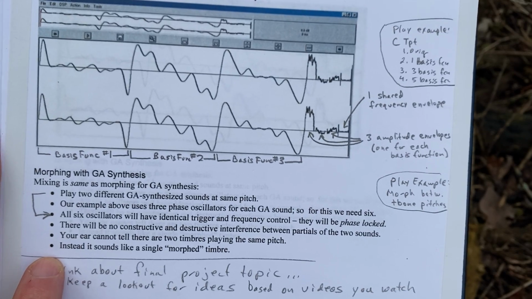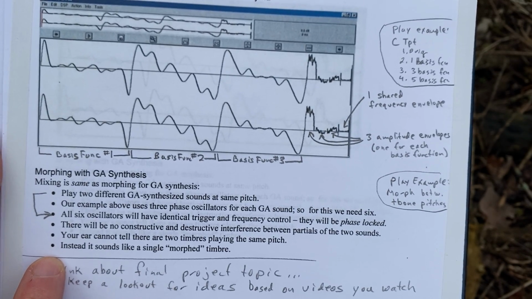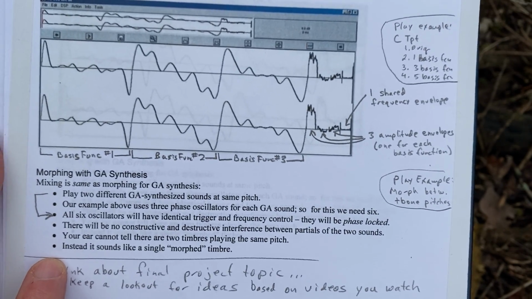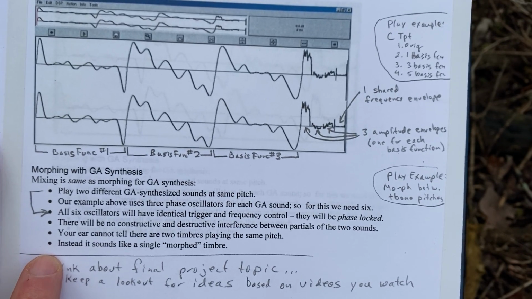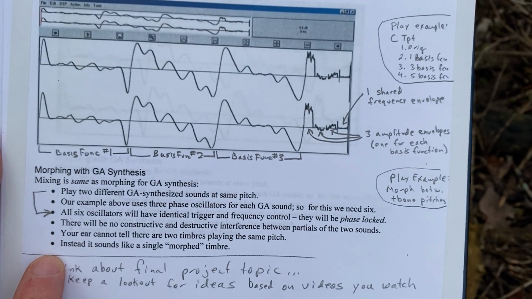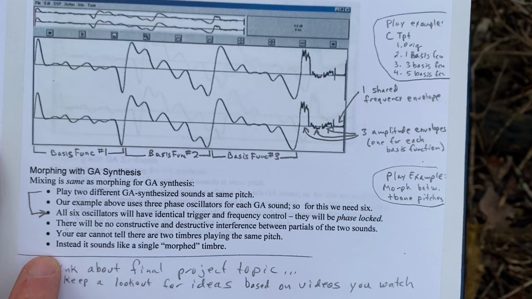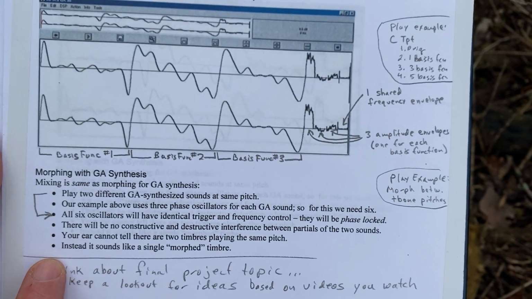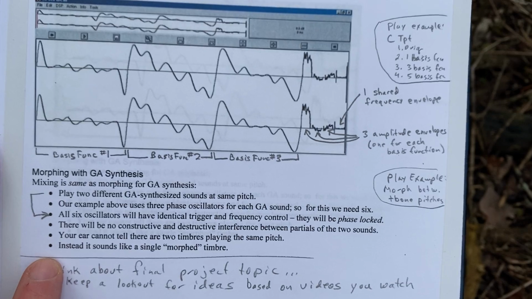Say you were playing a violin and a flute at the same time. Well, even if they're equal volume, if you play a recording back, you hear a violin and a flute playing at the same time. You don't hear something halfway between a violin and a flute. But that's because of constructive and destructive interference.